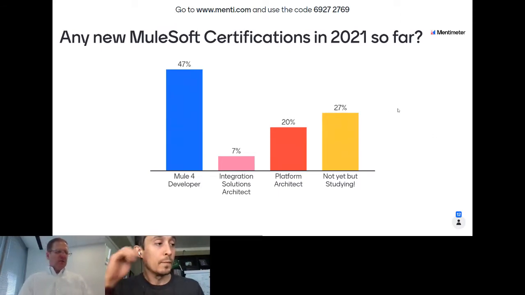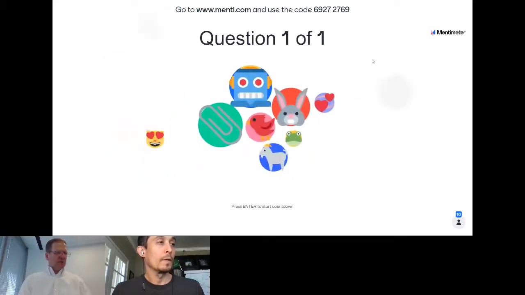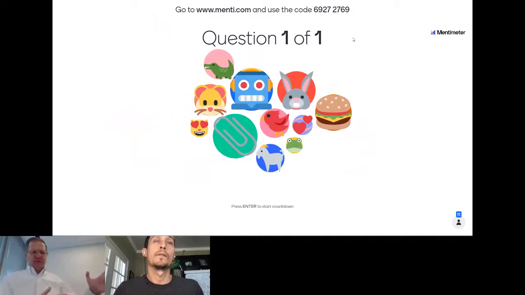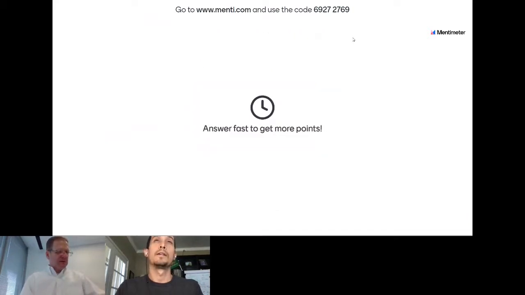All right, so let's see. We've got about 47% of us on the call here have done this. So let me see if I can navigate. This is not working really well. I don't know if it's my network, but okay. So question 1 of 1. I had to do a question because I ran out of the ability to include survey slides. So the question is, answer fast to get more points.